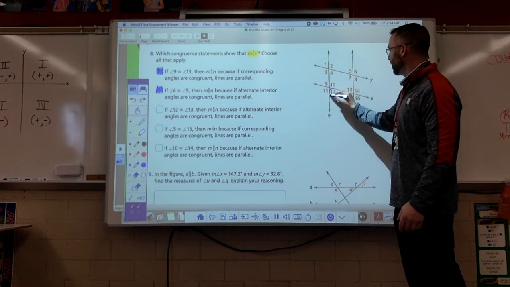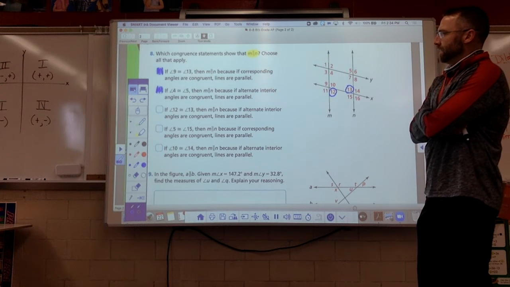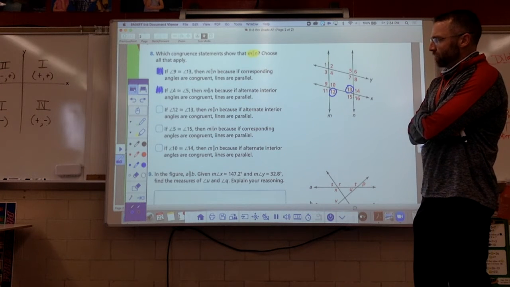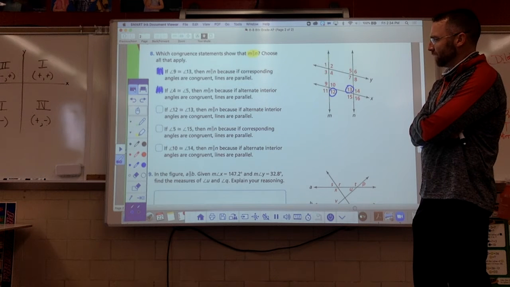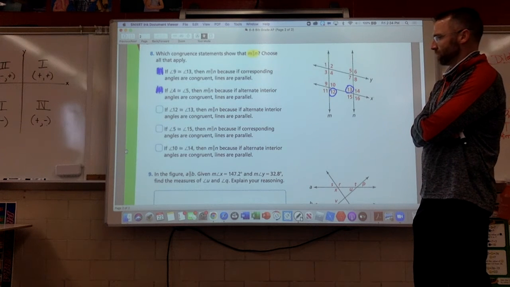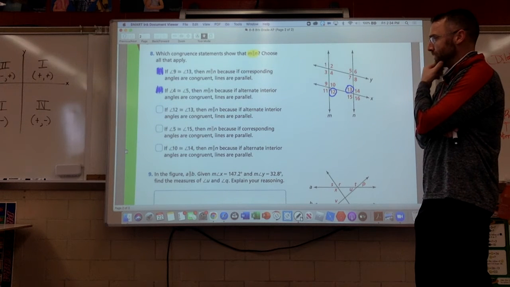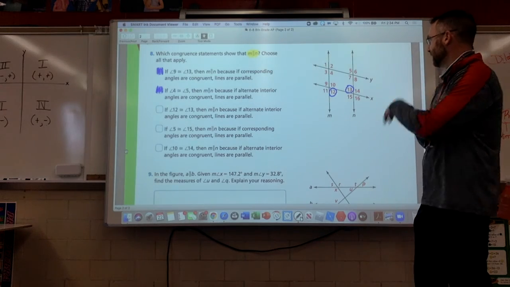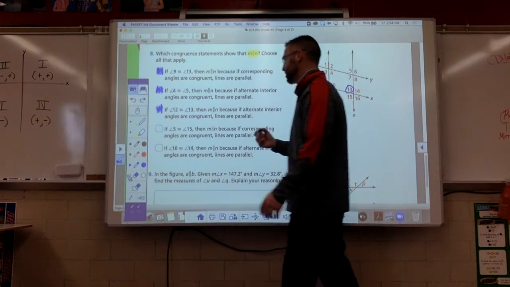Next. Well, let me get rid of these 2 circles. Let's go to 12 and 13. Looking for the relationship there. If angle 12 is congruent to angle 13, then M and N are parallel, because alternate interior angles are congruent. Are those alternate interior angles? Yeah. I think so. I'm going with that one.